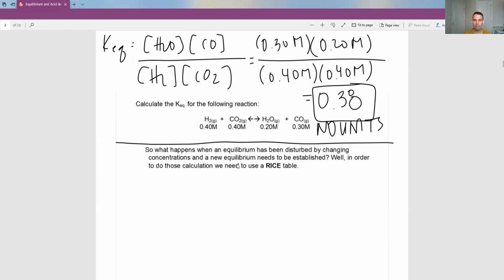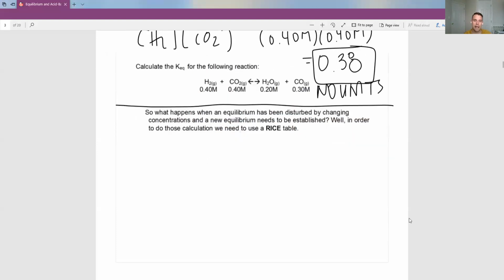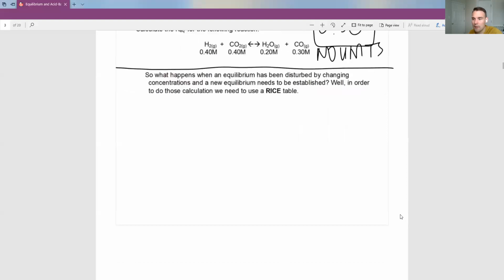products. So this next part says, what happens when an equilibrium has been disturbed by changing concentrations and a new equilibrium needs to be established? In order to do those calculations, you have to use a Rice table. So we're going to do an example on the next page, but I'm just going to show you what does Rice stand for. The R part is the reaction. So all you have to do is the balanced equation.